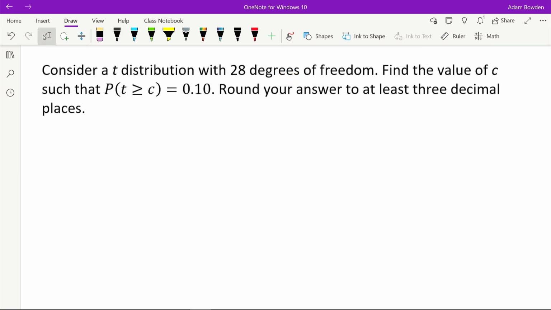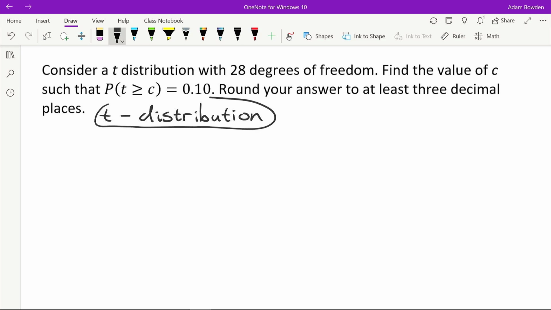This one says, consider a distribution with 28 degrees of freedom. Find the value of C such that P of T greater than or equal to C is equal to 0.10. So this means the probability that T is greater than or equal to C is equal to 0.10. Now this T letter refers to the T distribution. So we have a table that goes along with that, and we're going to need to look up the values here.